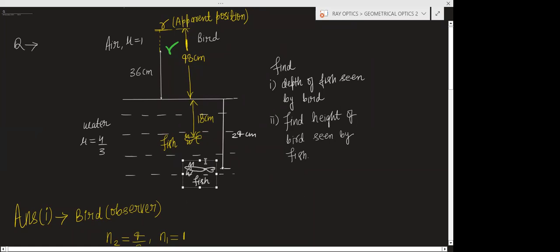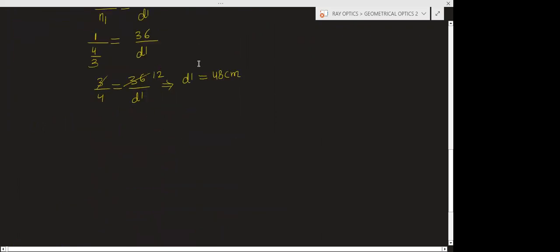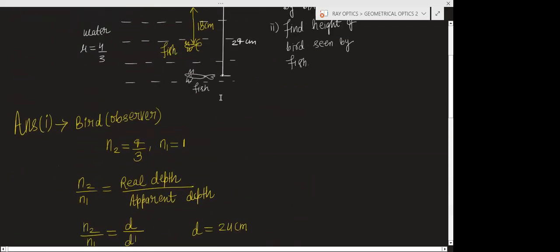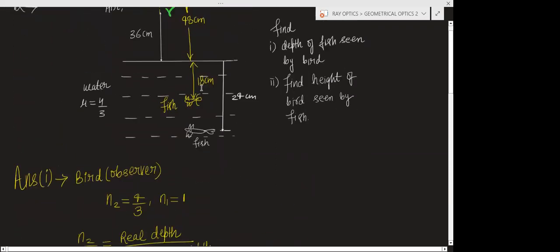But the fish is at a distance of 24 centimeter. It will be 24 plus 48. So you can say the height of the bird seen by the fish is equal to this height: 24 plus 48.